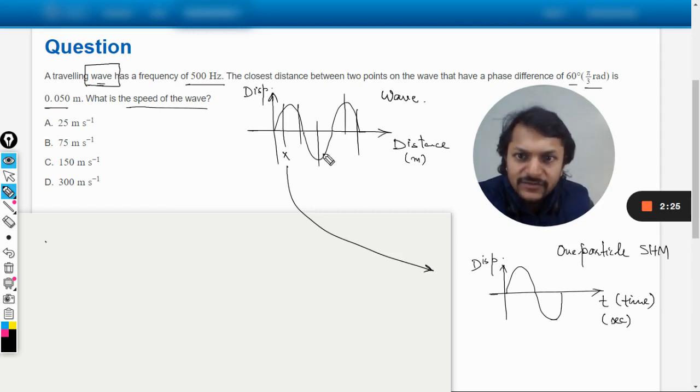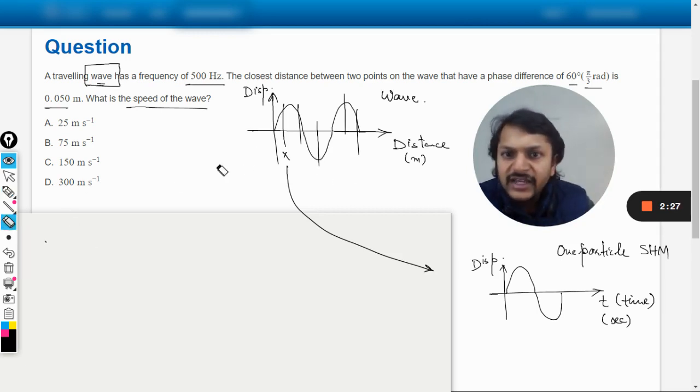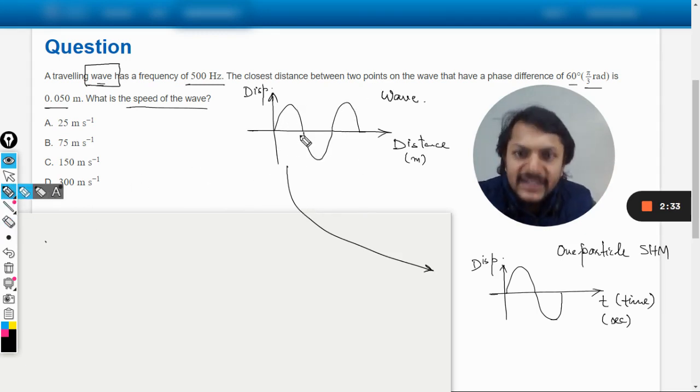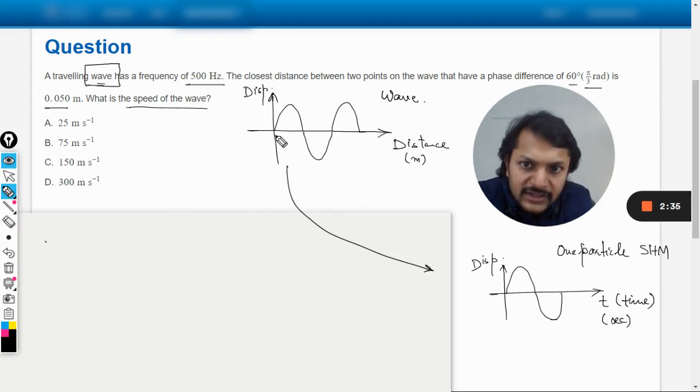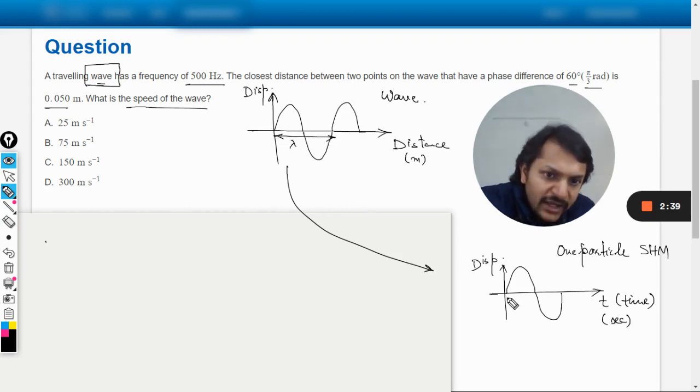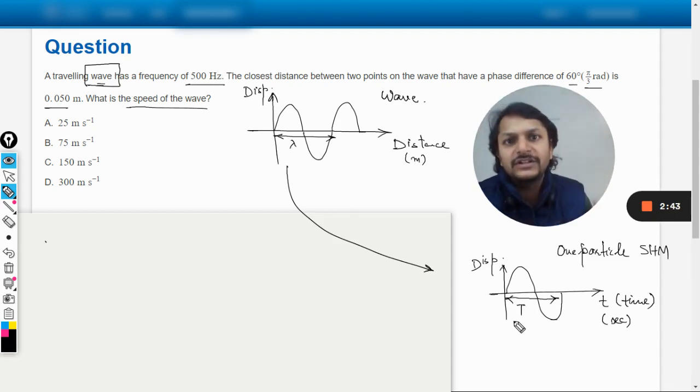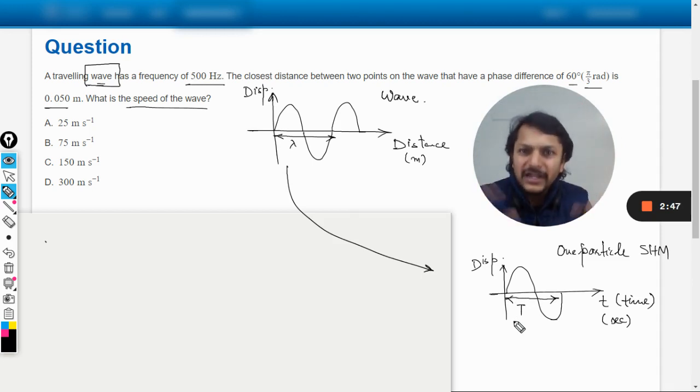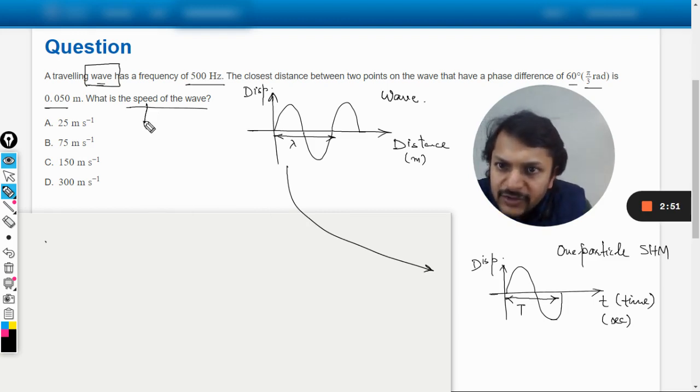So we are only considering this. Another thing that you must note down is that in this graph, this distance gives you the wavelength, but here this distance gives you the total time period of the oscillation. Again, many students just confuse these concepts. That is why I'm giving you this. Okay, now, coming back to our question.